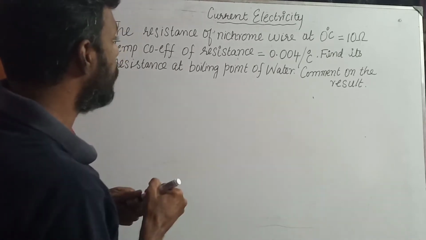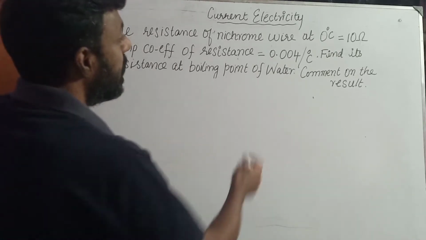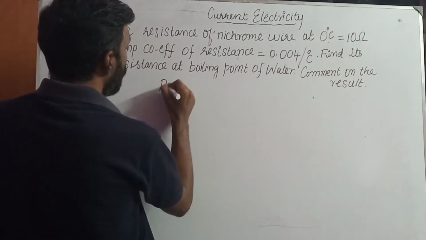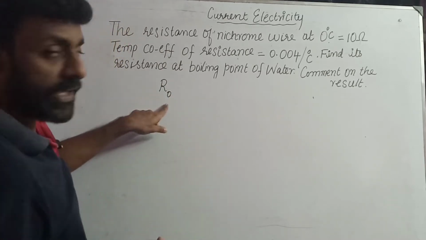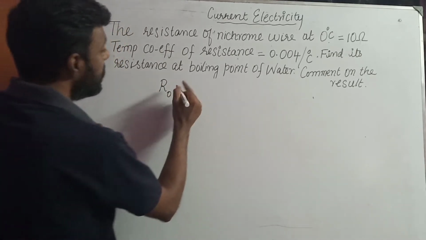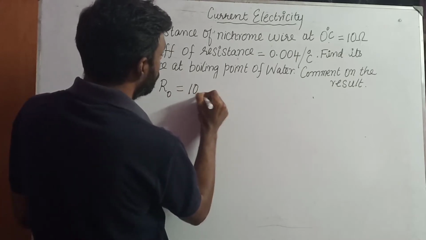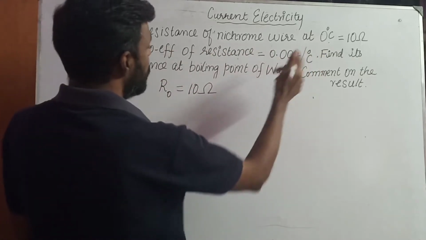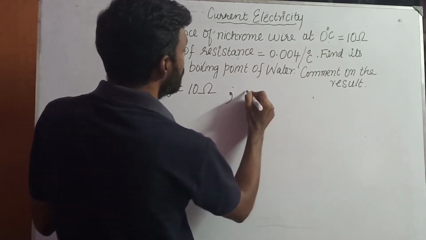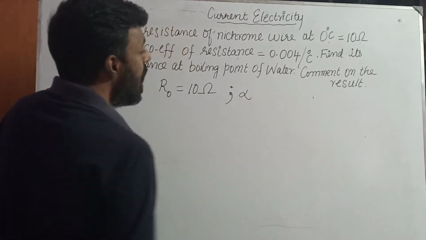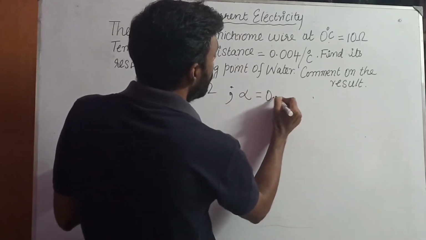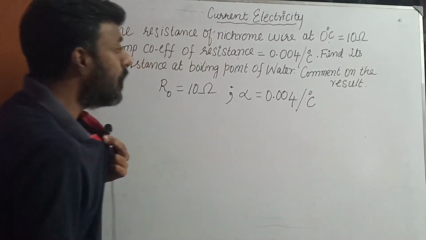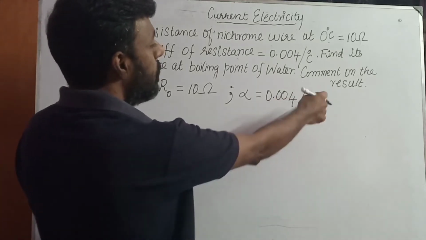First, the given data. At 0 degrees Celsius, the resistance R0 is 10 ohms. Next is the temperature coefficient of resistance, denoted by alpha. Alpha is equal to 0.004 per degree Celsius.